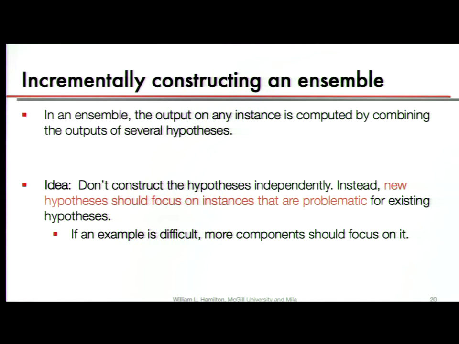Now the next type of ensembling that we're going to discuss is an approach called boosting. With boosting, the idea is that instead of independently making a bunch of different random models and combining them, we incrementally construct K models, where the models we construct are trying to correct the errors made by the previous models. So the new hypotheses that we're learning should focus on the instances, the examples, that were problematic for the previous models.